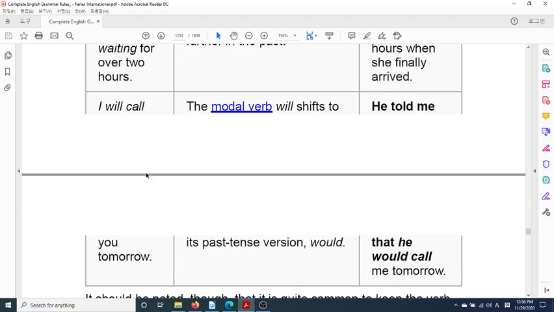I will call you tomorrow. Aha. So we have the future tense, but we need to make this future tense word into past tense. So what's the past tense version of will? It's actually would. I will call you tomorrow. He said he had told me that he would call me tomorrow.